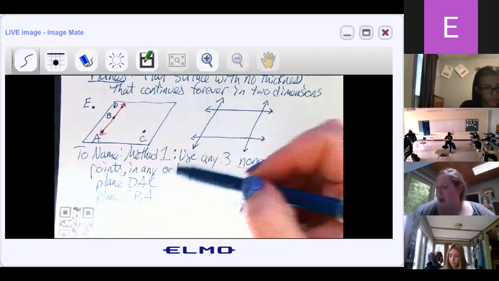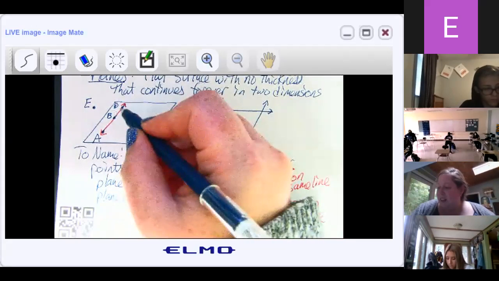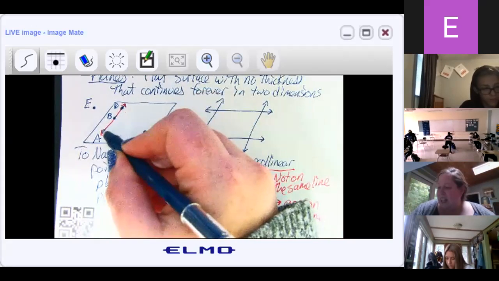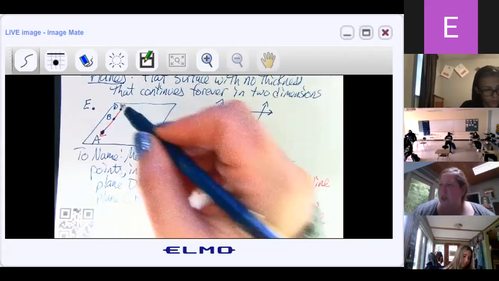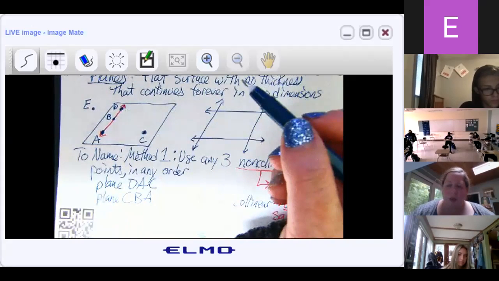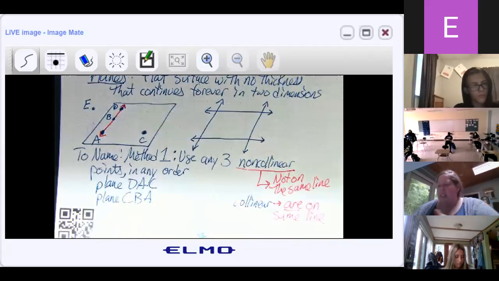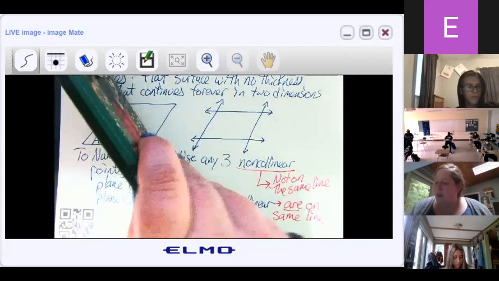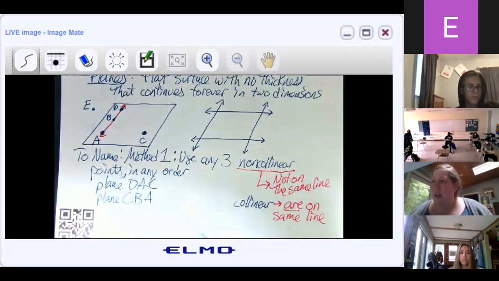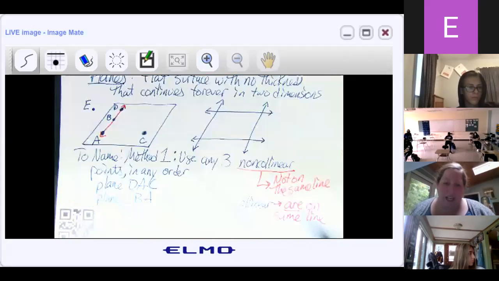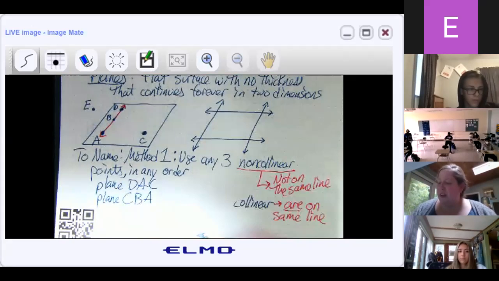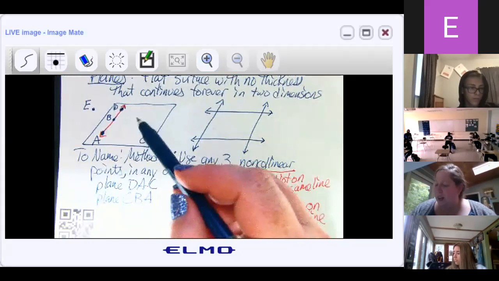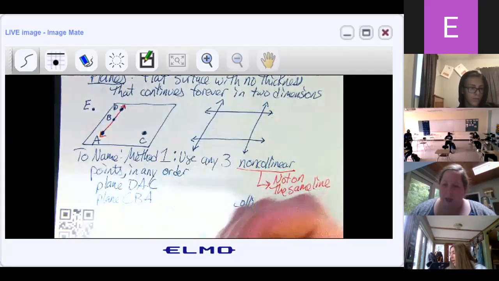So if I was talking about DAC, D, A, and C, they are not on the same line, right? There is only one plane that contains those 3 points. I can't take my phone and put it over DAC all at once without just recreating the plane that's already drawn. I hope that kind of makes sense. So you just have to use any 3 points that you want. Just make sure they're not on the same line.